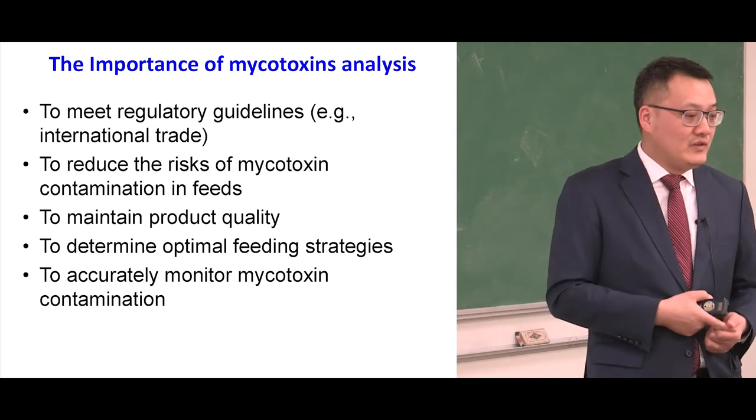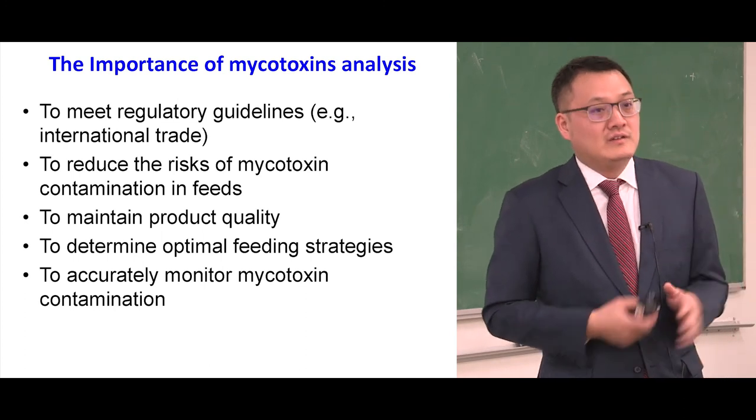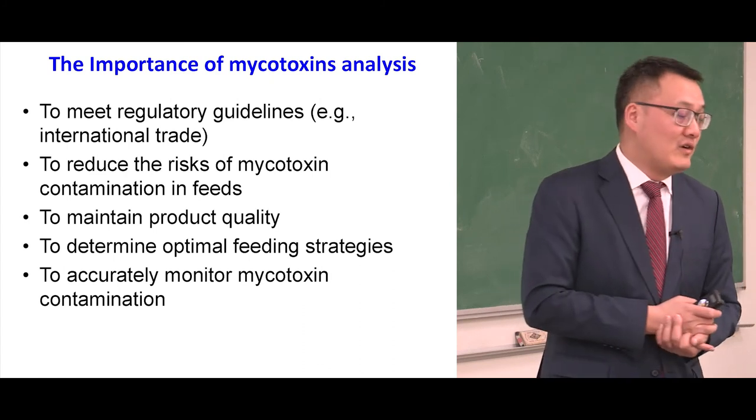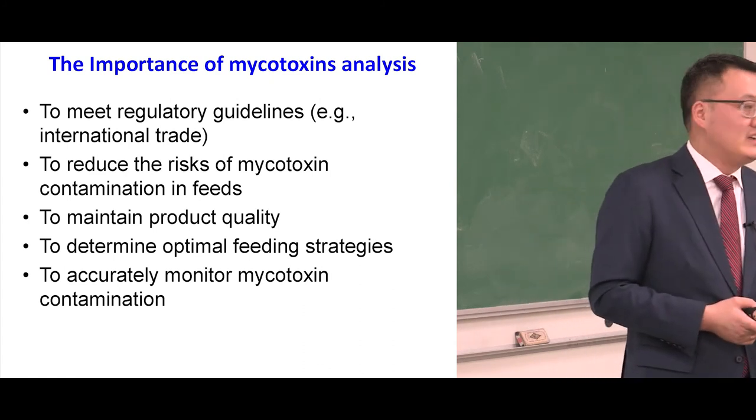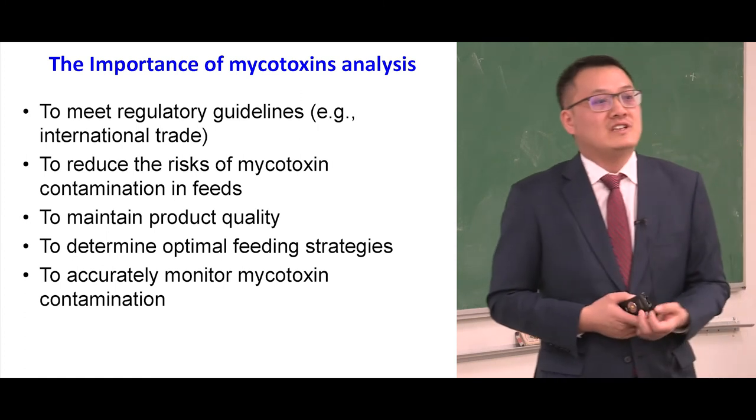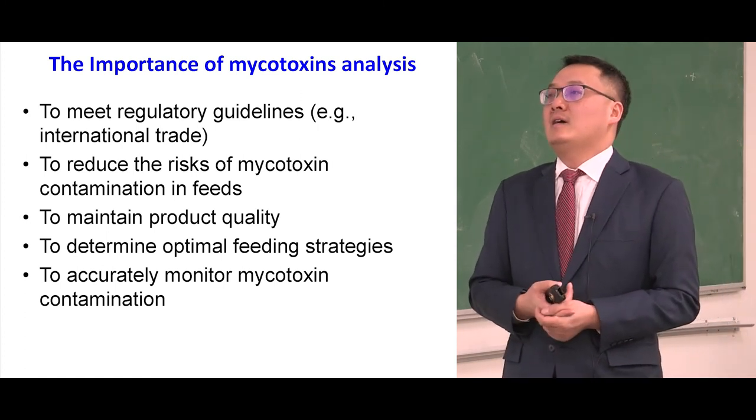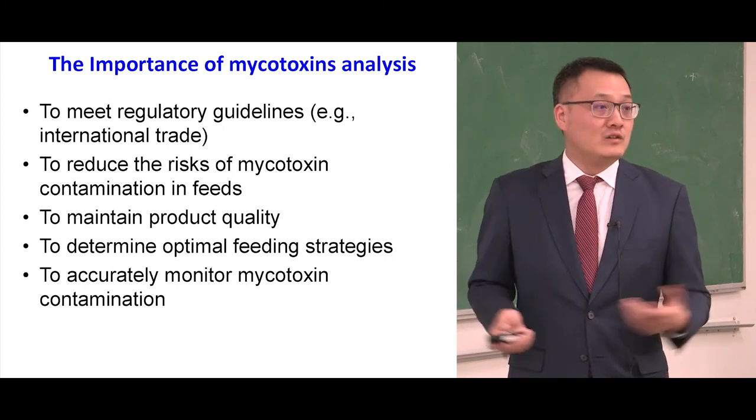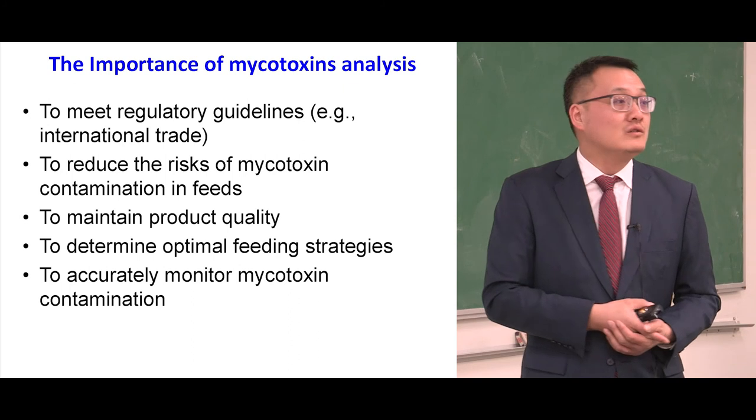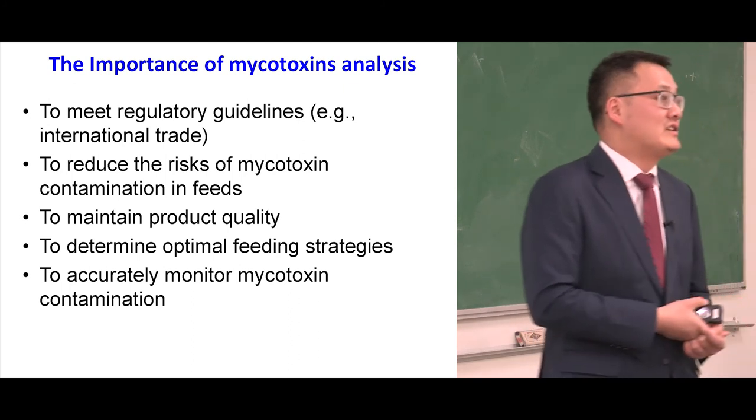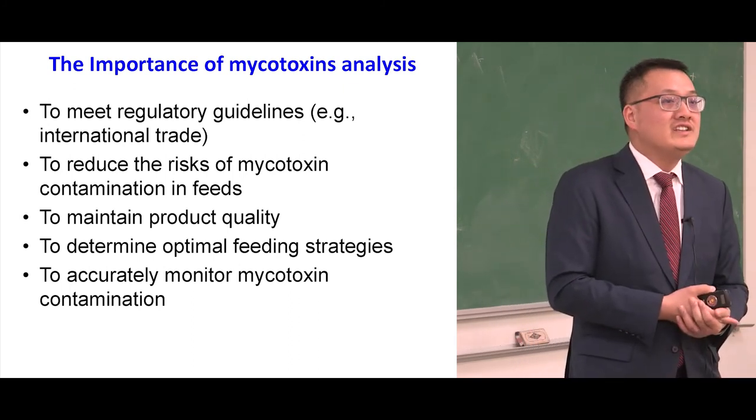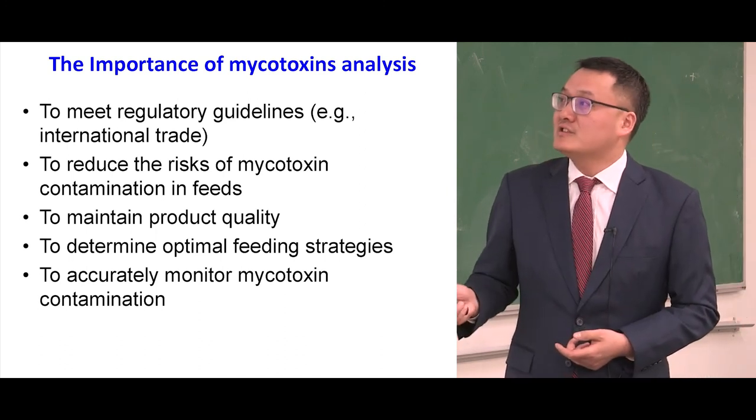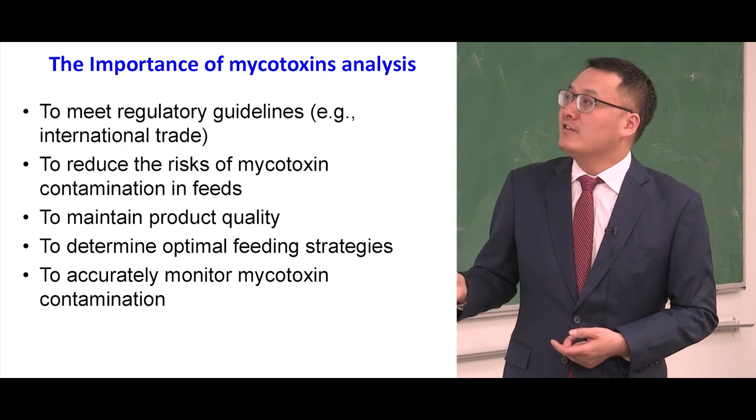For example, if you know which mycotoxin is in the feed and at what level, you may use some strategy like a toxin binder, or you can use some detoxifying probiotics. If there is no mycotoxin in your feed, you don't have to include the toxin binder or other agents, because it's a waste of money. And for the feed industry, the margin is very small, usually 1 to 3%, so you try to maximize the investment.